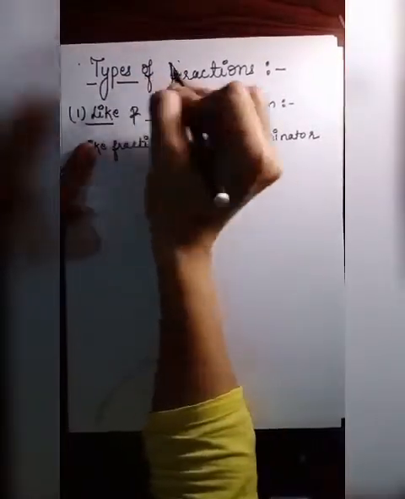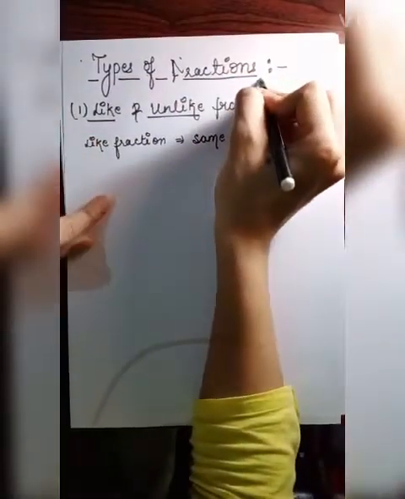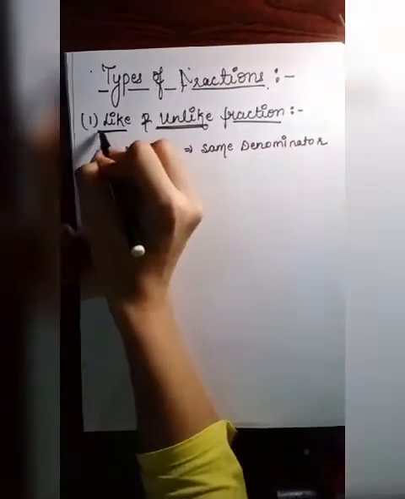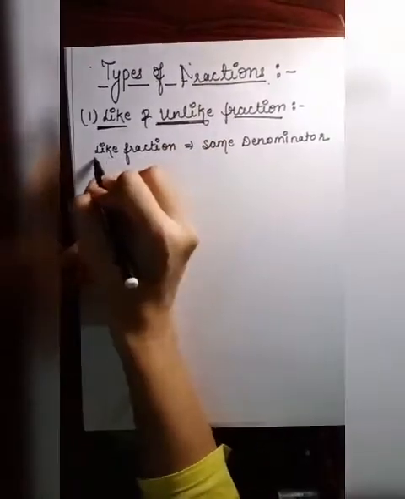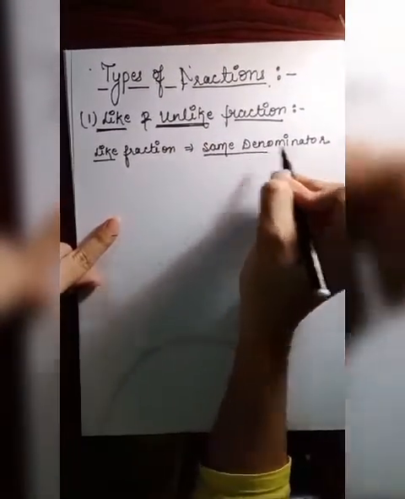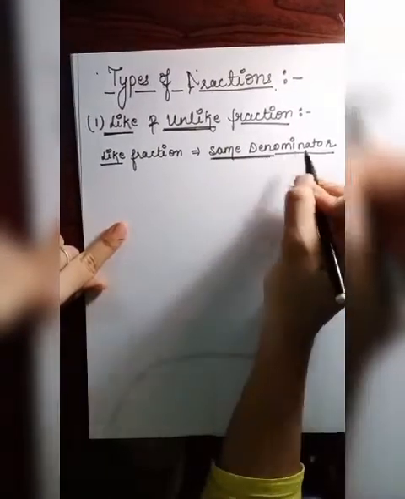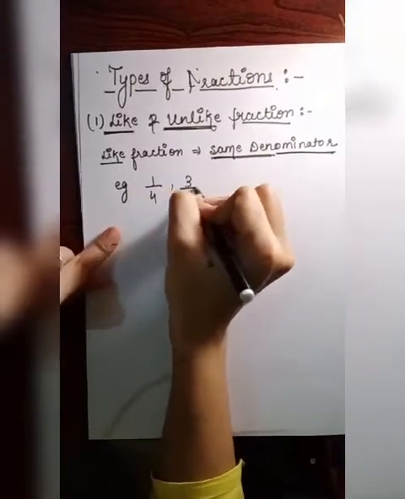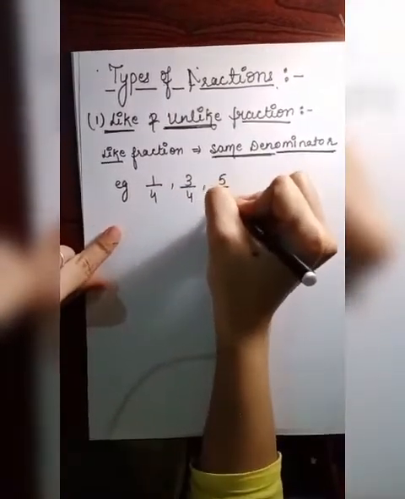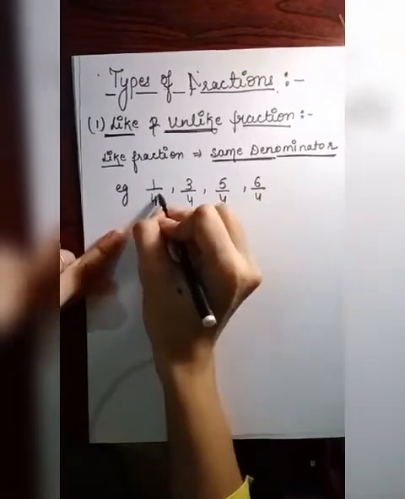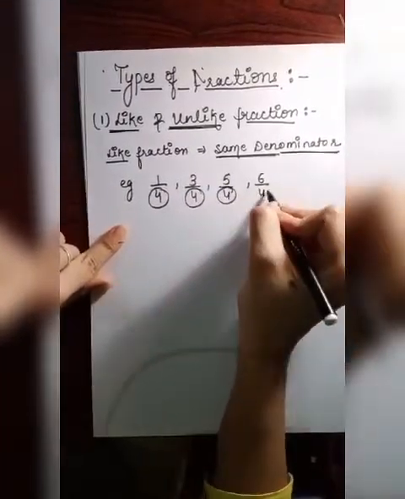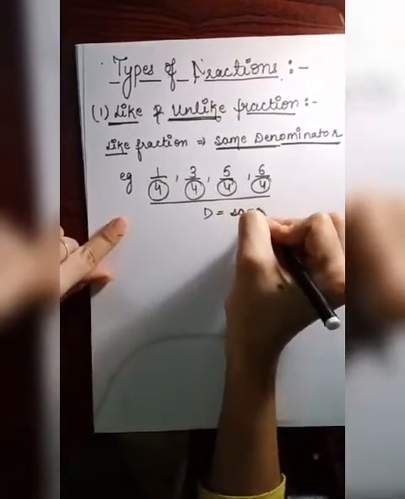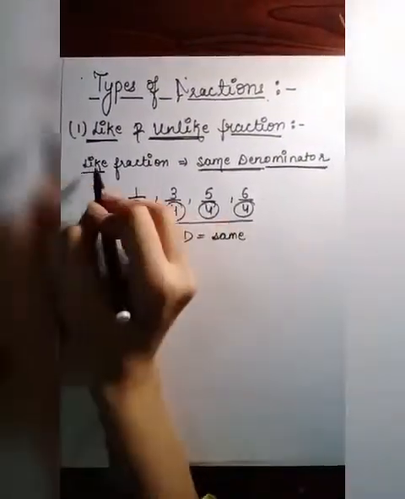We have learned what a fraction is. Now we will learn about the types of fractions. First of all, we will learn about like and unlike fractions. Now what is a like fraction and what is an unlike fraction? Like fractions are fractions with the same denominator. Remember this, fractions with the same denominator. Example, 1 upon 4, 3 upon 4, 5 upon 4, 6 upon 4. Here we can see that in each case the denominator is 4. That is, the denominator is the same in each fraction. So these fractions are like fractions.